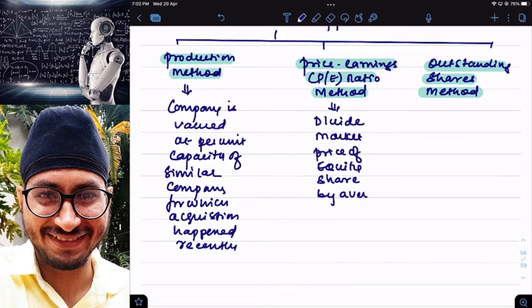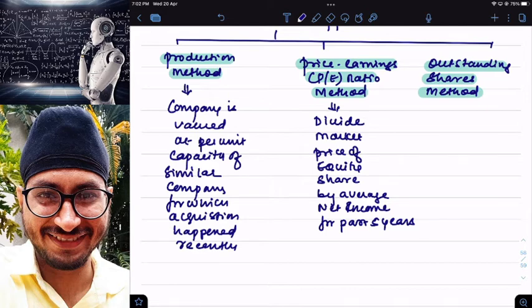Average net income. Here, average net income of what, sir? For the past 5 years. Here, market price per share divided by the average net profit of the last 5 years. This will give me what? Net worth according to the P ratio method.